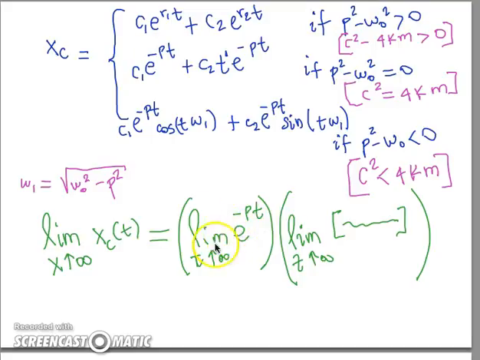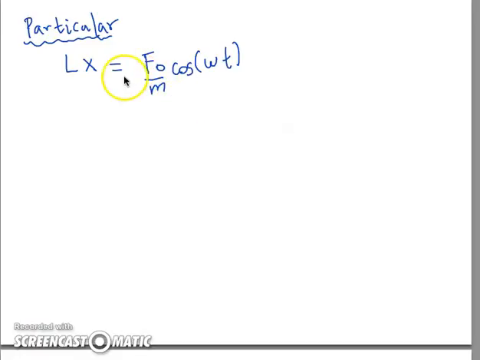But it is easy to see that because of this nature, this limit goes to 0 rather rapidly, and that will dominate. So the calculation of the limit as t goes to infinity for the solution of the homogeneous problem is equal to 0.